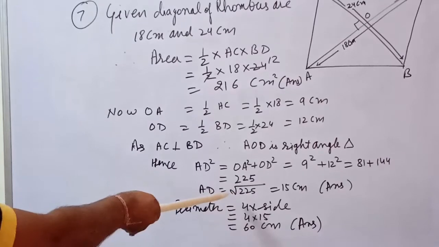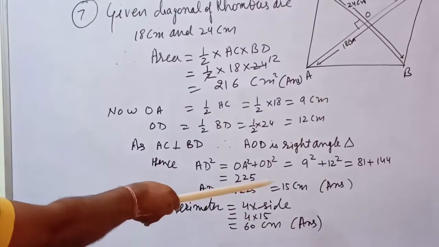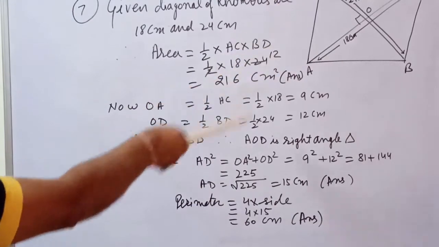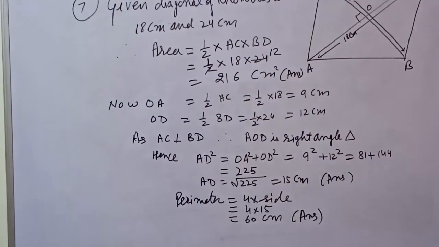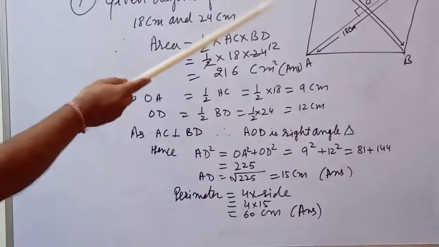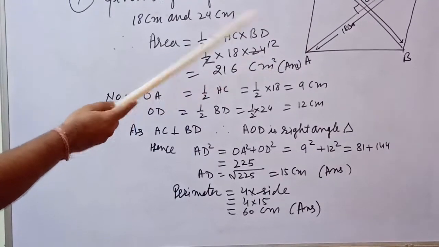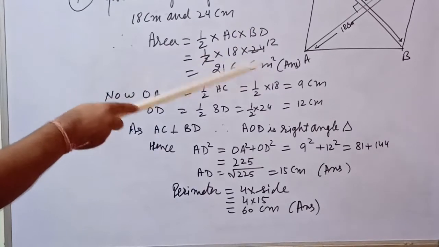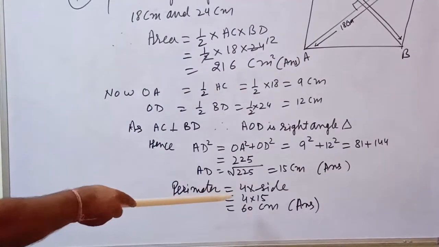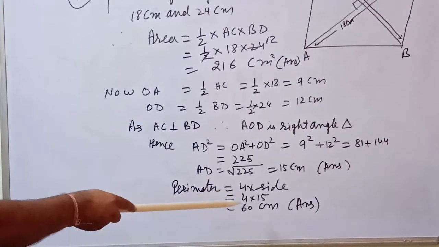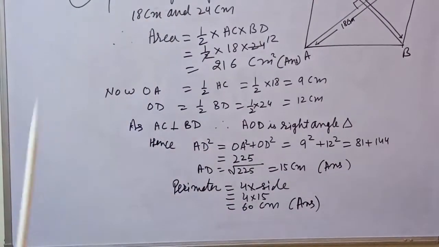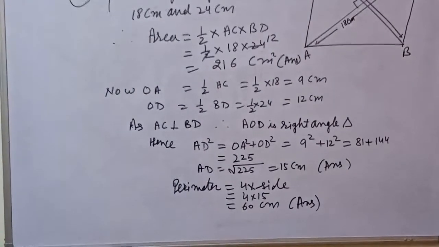Therefore AD equals square root of 225, that is 15 centimeter. This is the answer of the second part. The side of the rhombus is 15 centimeter. Now we have to find the perimeter of the rhombus. You know the rhombus has equal sides. All the sides of a rhombus are equal. Therefore, the perimeter of the rhombus equals 4 into side, that is 4 into 15, that is 60 centimeter. So in that manner you will do sum number 7 of exercise 20C.